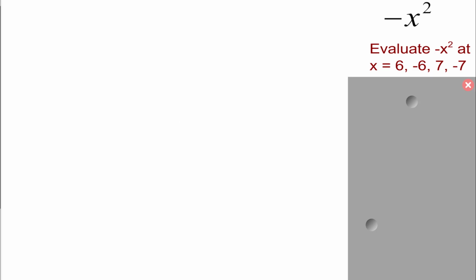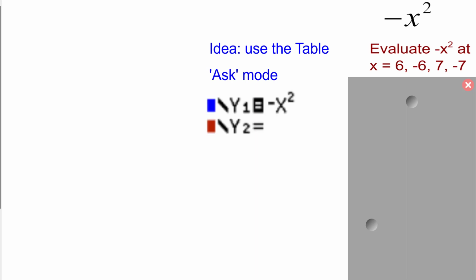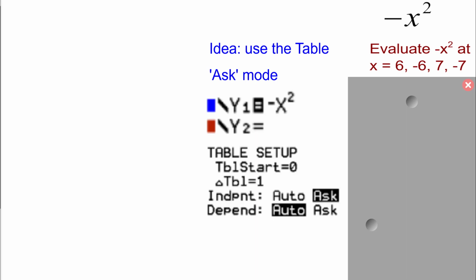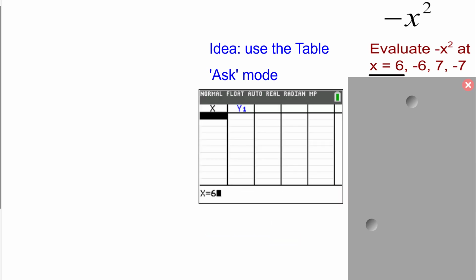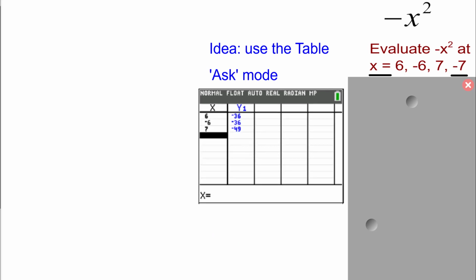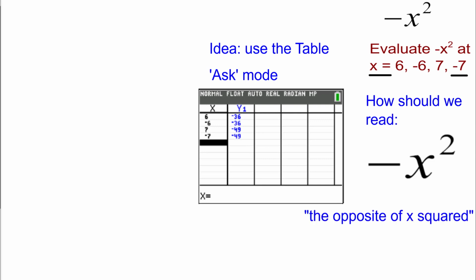So for this expression, we want to evaluate this at these numbers, and an idea is to use the table ask mode. So I'll type that into Y1, use the table ask mode, and then I'll view the table and type in those 4 numbers and see what we get. So how should we read this? We're thinking you should read it the opposite of x squared.